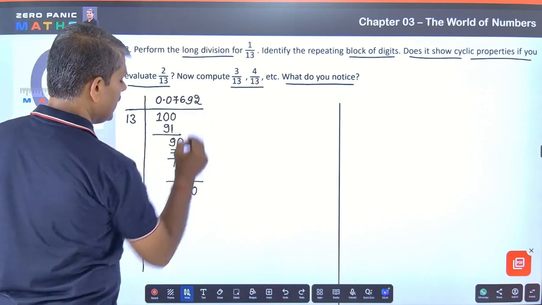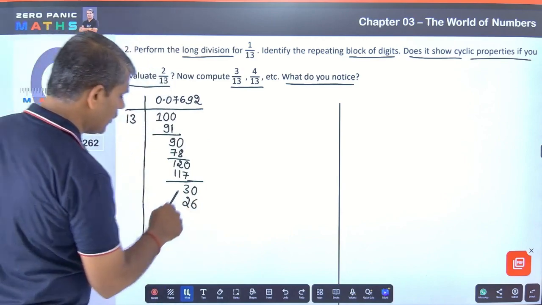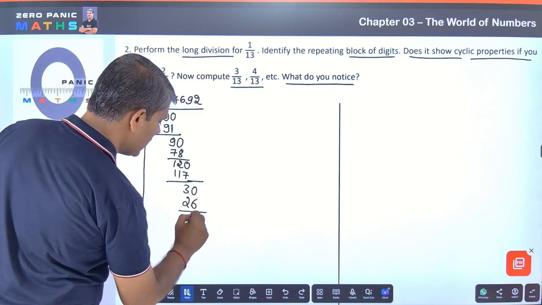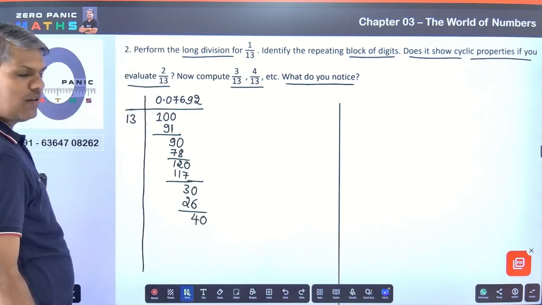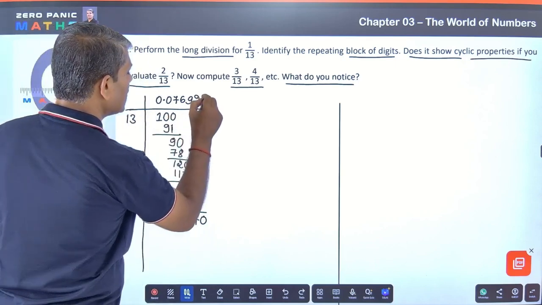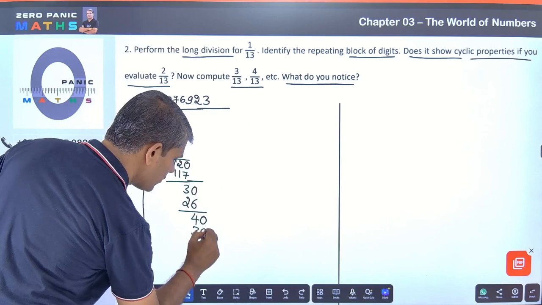13 twos is 26. Okay, listen to me carefully. 13 twos is 26, and 30 minus 26, I'm left with 4. I can still borrow a 0 as usual, because I've given a decimal point here. Now it is 40, and 13 threes is 39. So I'm left with 1.